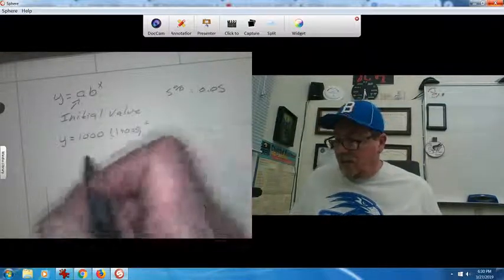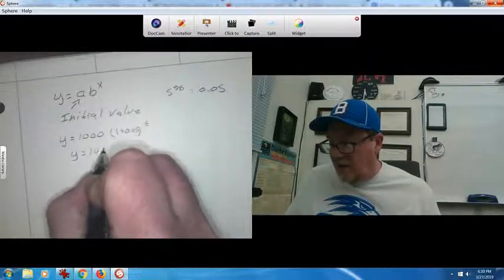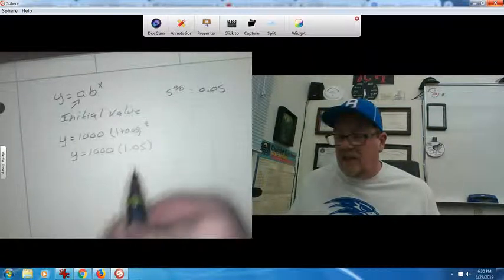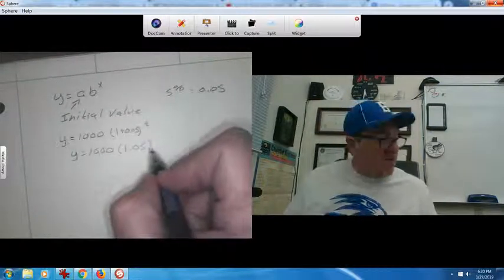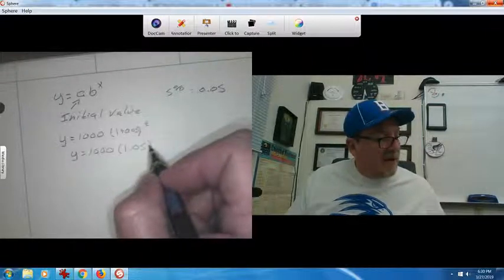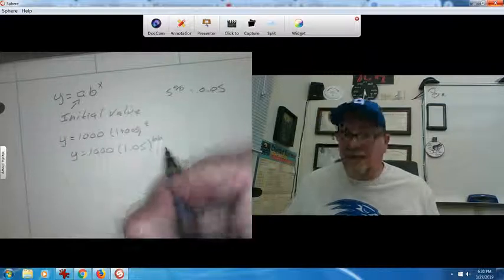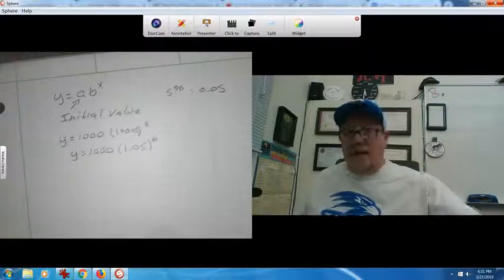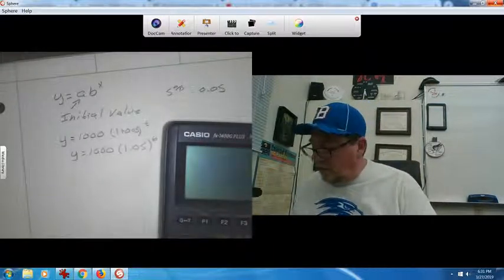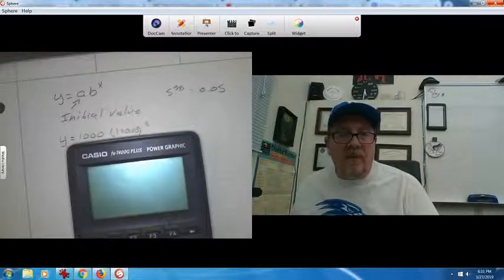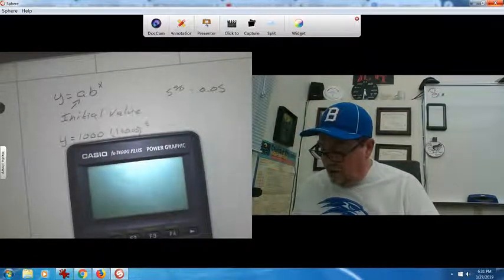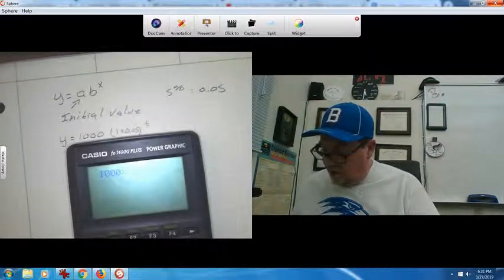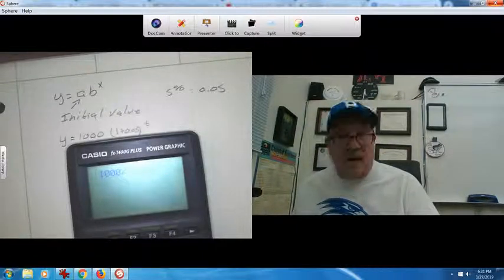So, when you work these problems out, you have y is equal to 1,000, our initial value, times 1.05. That's 1 plus 5%, raised to a certain amount of time. And in this particular problem, they said find out after 6 years. So we'll put 6 in for our x or our t. You can just do that in your calculator. Turn mine on. Hopefully you can maybe read this. We're going to do 1,000 times 1.05 raised to the 6th power.